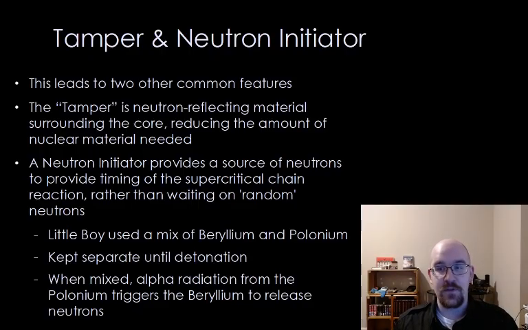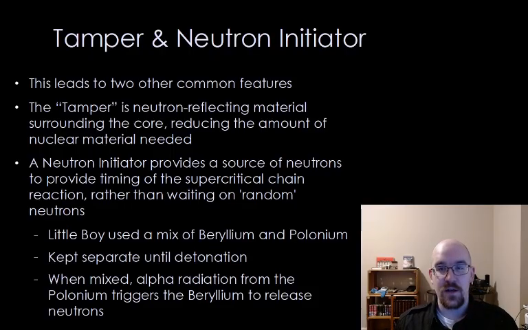There are two common features that are also in Little Boy that are common in future designs as well that are important here. First, you have the tamper, which is a neutron reflecting material surrounding your reaction site. This reduces the amount of nuclear material needed. For instance, Little Boy was just barely supercritical if you looked at how much uranium you need in a sphere to reach supercriticality, but was well over that threshold due to surrounding the reaction site with a tamper.